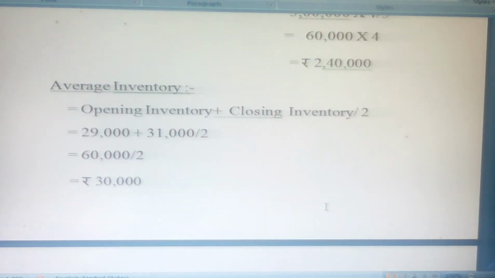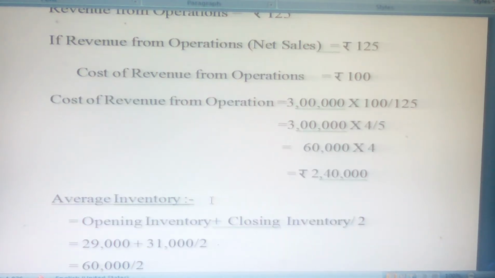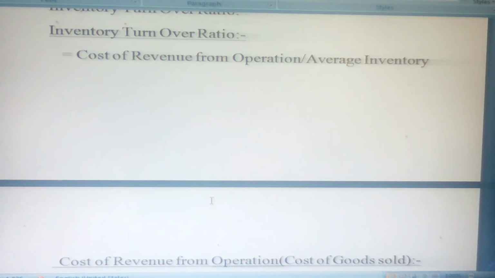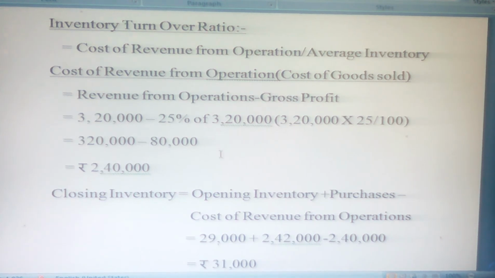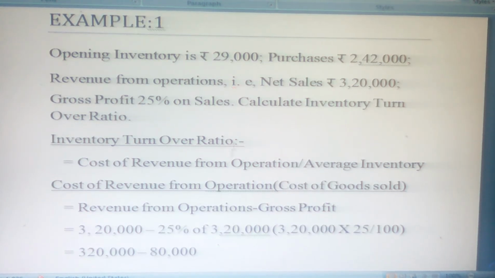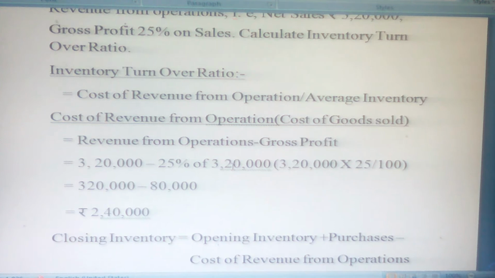And average inventory, from the available information, we can easily pick up: 29,000 plus 31,000 divided by 2, that is 60,000 divided by 2, which is 30,000. Here is a very important point from the question: gross profit 25% on cost. See the previous year, gross profit was 25% on sales. So you should be very careful how they are given.